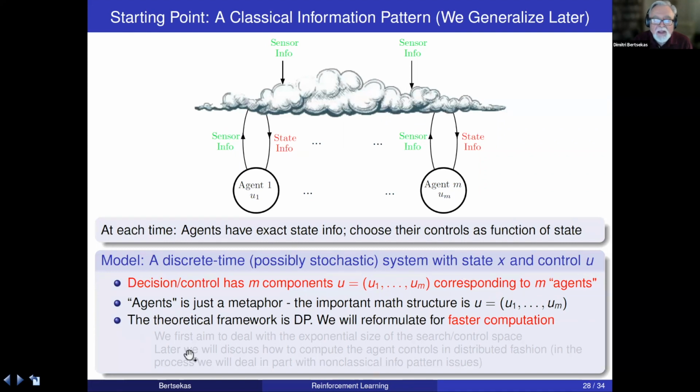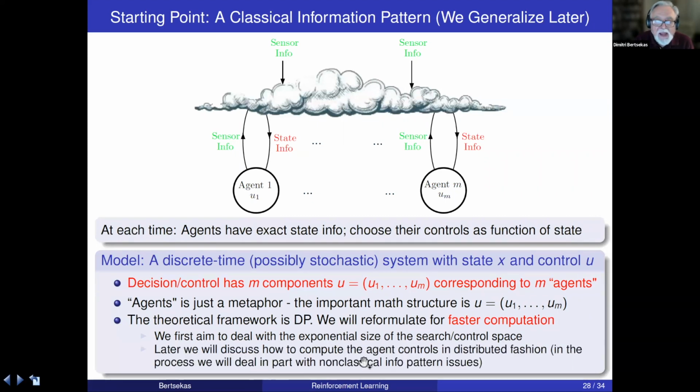And you can still use dynamic programming in view of this classical information pattern. However, it's possible to reformulate the problem so that the computations become faster. So we will first aim to deal with the exponential size of the search or control space. And later we'll come back to the non-classical information pattern and also the possibility of computing the agent controls in some distributed fashion.